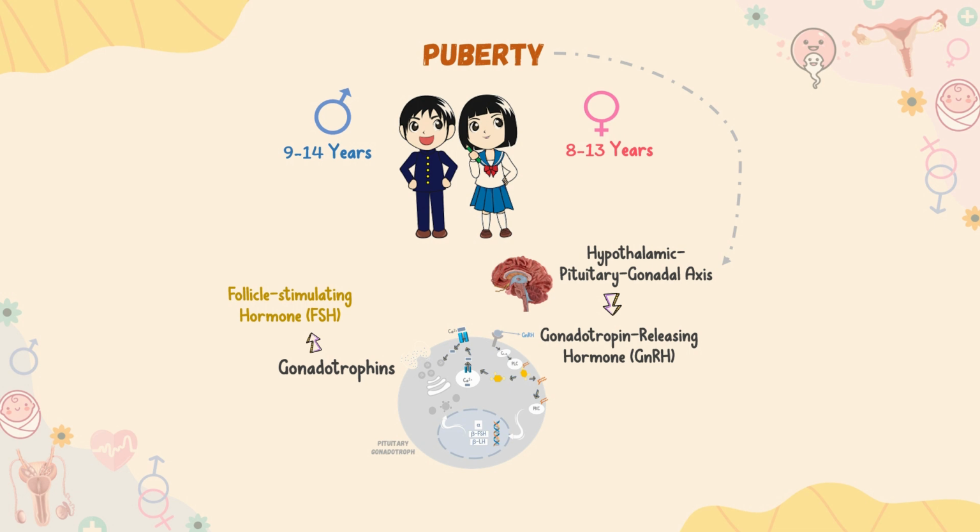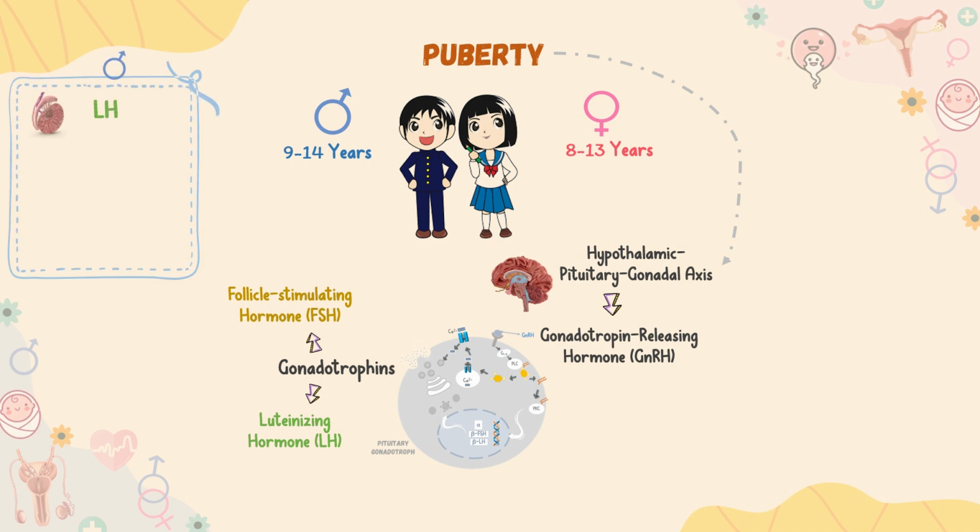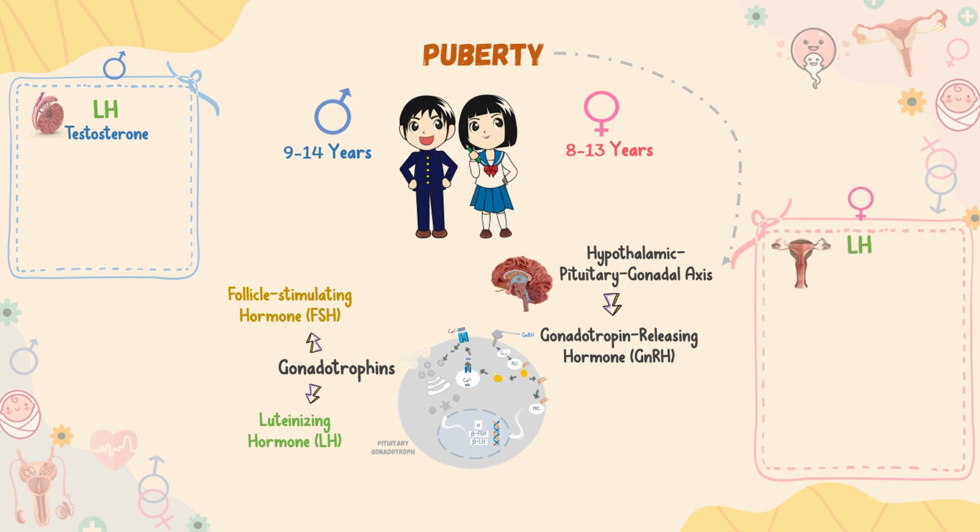Gonadotropins include follicle-stimulating hormone, or FSH, and luteinizing hormone, or LH for short. Now, in males, this luteinizing hormone stimulates the Leydig cells of the testes to release the male sex hormone, testosterone, while in females, what happens in ovaries is that it triggers ovulation, and the corpus luteum is formed, which causes the release of estrogen, progesterone, and inhibin.